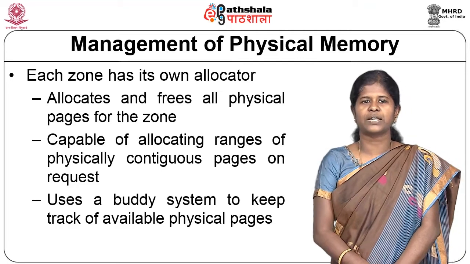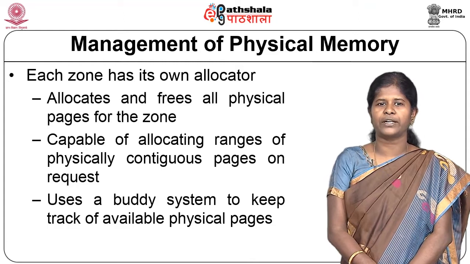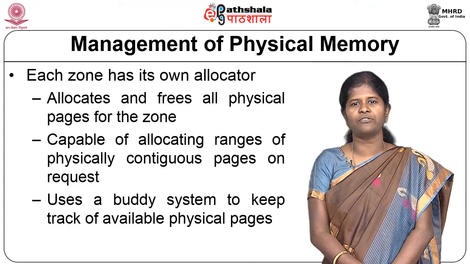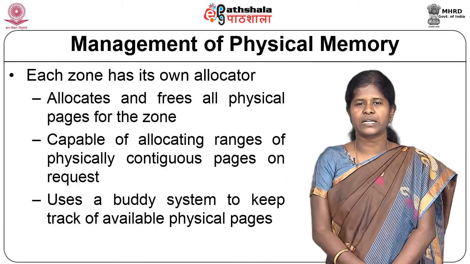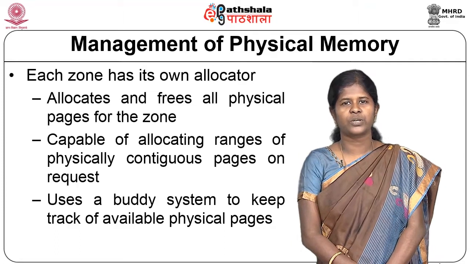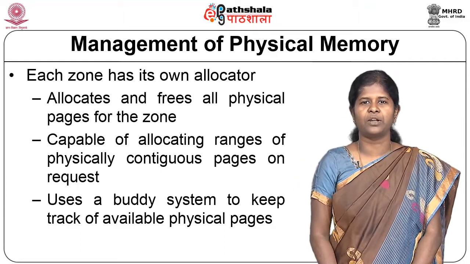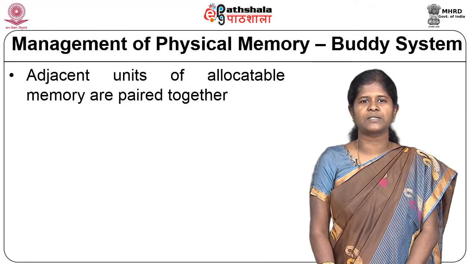So, what does the page allocator do? It will allocate and free the physical pages for that particular zone. So, it is capable of allocating ranges of physically continuous pages when there is a request, and this uses a method called the buddy system to keep track of the available or the free physical pages. So, we will now see what this buddy system is.